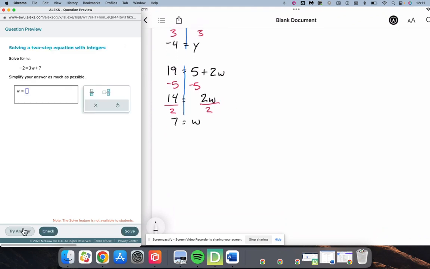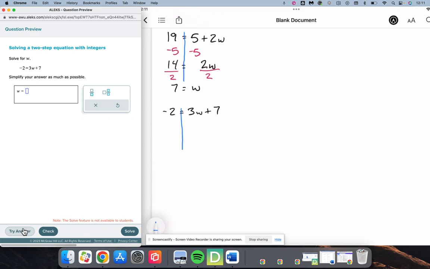Okay, we have negative 2 is equal to 3w plus 7. Again, I could divide by 3, but that would be a terrible idea because I would end up with fractions all the way through this thing, and I don't want that. What I'm going to do instead is recognize that we're adding 7. I'm going to subtract 7 from both sides. That will give me negative 9 on the left is equal to 3w. We'll divide by 3 because w is being multiplied by 3. We get negative 3 is equal to w.